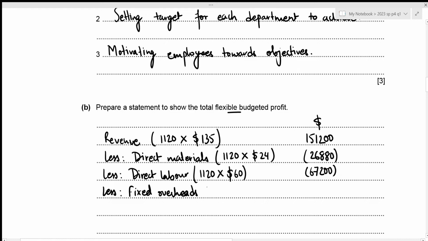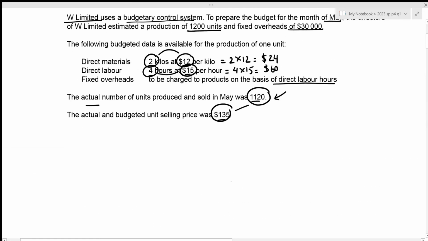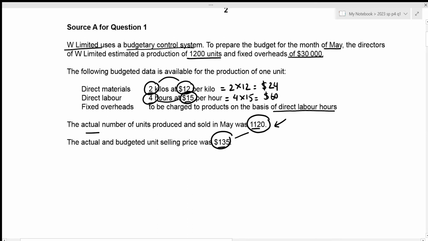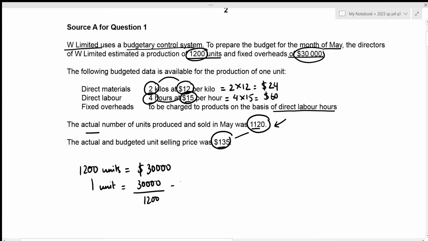Again, we have the total number of output of 1120. Now let's have a look above. We are told that for 1200 units, the fixed overheads is of 30,000, right? So for 1200 units, the cost is of 30,000. And if we were to apply our unitary method for 1 unit, the cost will be 30,000 divided by 1200, which is $25. But remember that our fixed overheads is to be charged to the products on the basis of direct labor hours, right? So let's figure out the cost per direct labor hour.